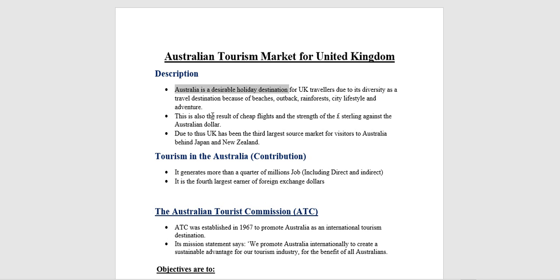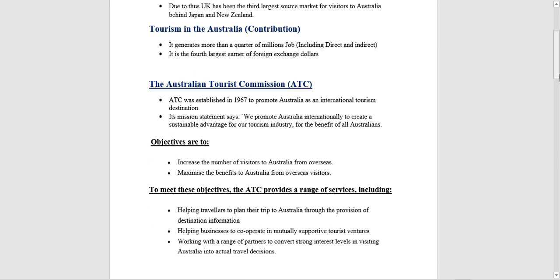Therefore, as tourism plays such a role in the economy of Australia, the Australian government has set up a separate body which can look into the affairs of tourism in Australia, and that body is known as ATC, Australian Tourist Commission. Objectives of Australian Tourist Commission is to increase the number of visitors to Australia from overseas and to maximize the benefits to Australia from overseas visitors.